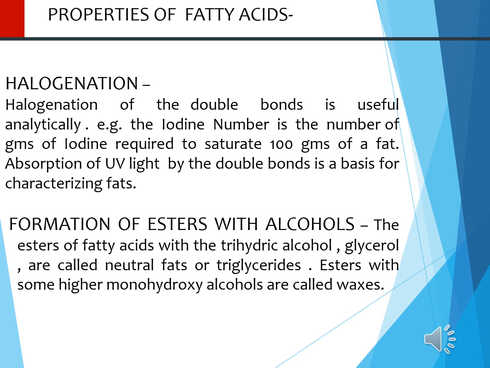Halogenation. Halogenation of the double bonds is useful analytically. For example, the iodine number is the number of grams of iodine required to saturate 100 grams of a fat. Absorption of UV light by the double bonds is a basis for characterization of fats.